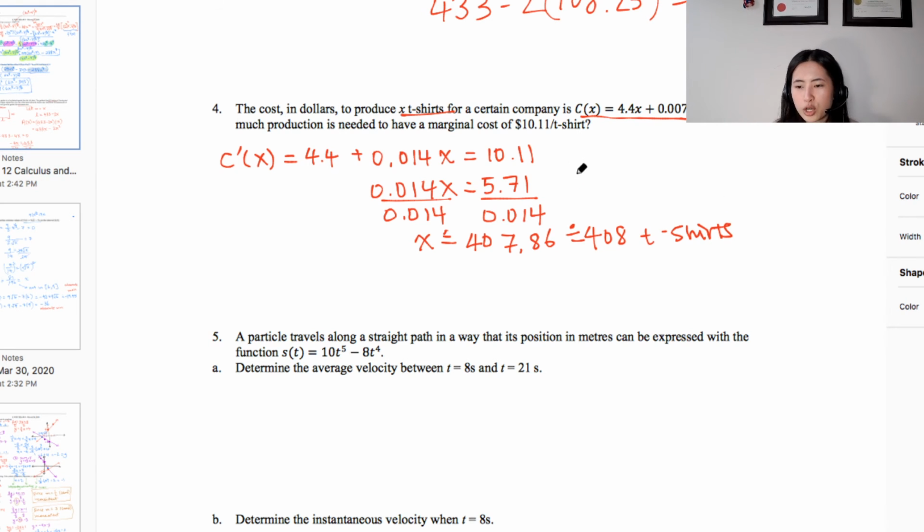Now think about this, right? It says your x needs to be greater than or equal to 600. That means the question is telling you that you want to have a marginal cost of $10.11, and on top of that, you need to produce 600 or more t-shirts. Does that make sense? You can't really have that, because as you can see, if you want the marginal cost to be $10.11, you can only produce 408 t-shirts. So this is actually not possible, right? So not possible.